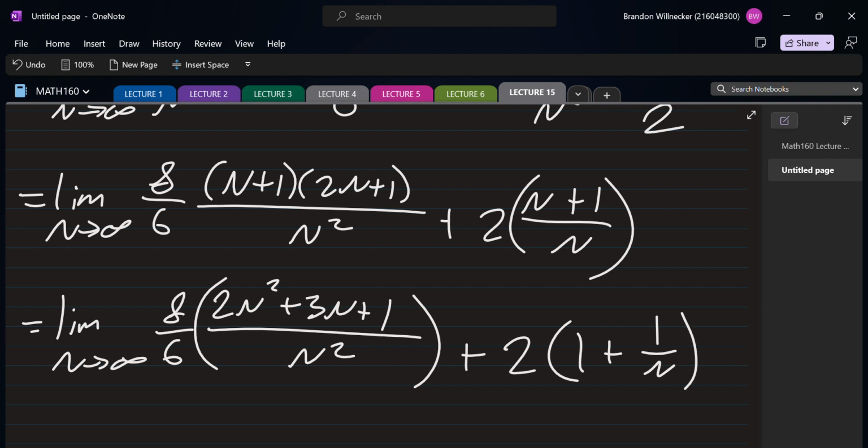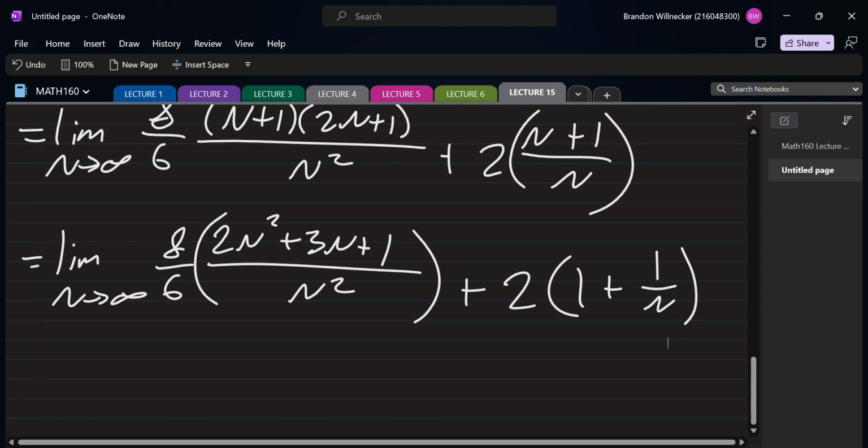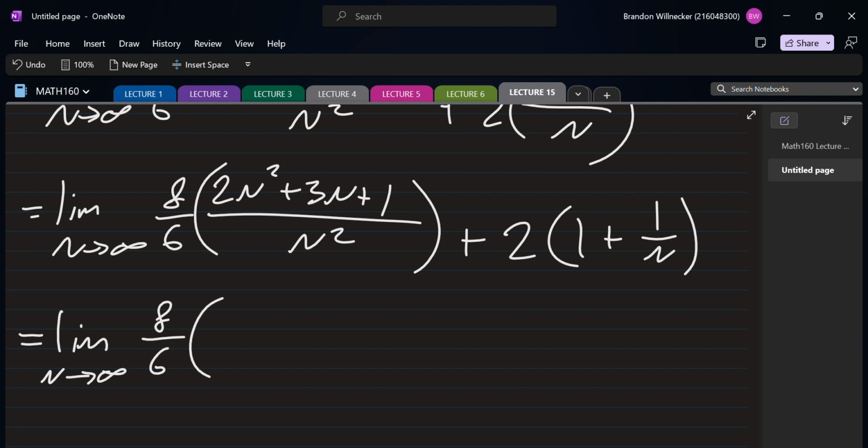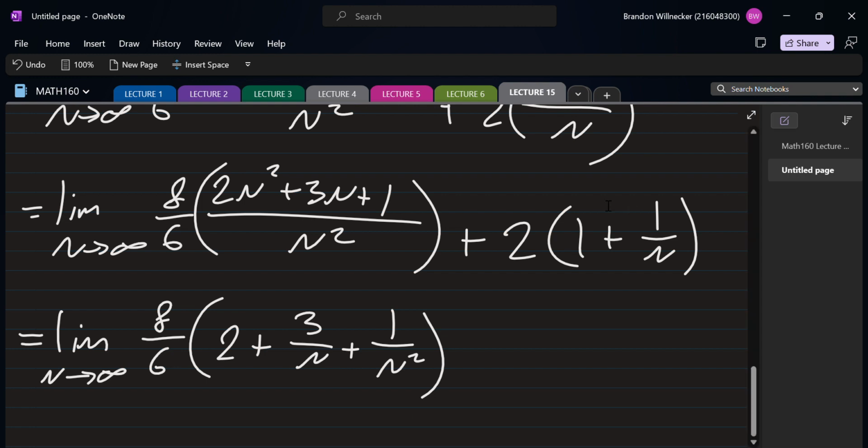Okay, so if you have a single denominator, multiple numerators, you can always separate that out. It makes taking the limit a lot easier to do. Same thing with this first term. Single denominator, multiple numerators, let's expand that out. So we have the limit as n goes to infinity, 8 over 6, 2n squared over n squared, we're left with the 2, 3n over n squared, we're left with 3 over n, 1 over n squared, we're left with 1 over n squared.